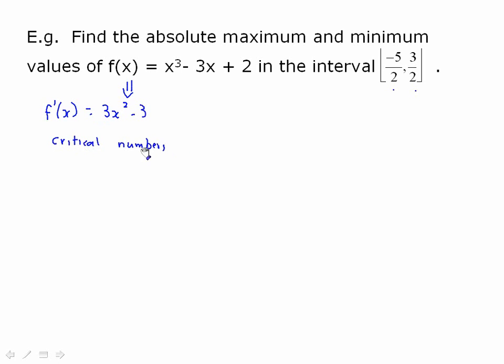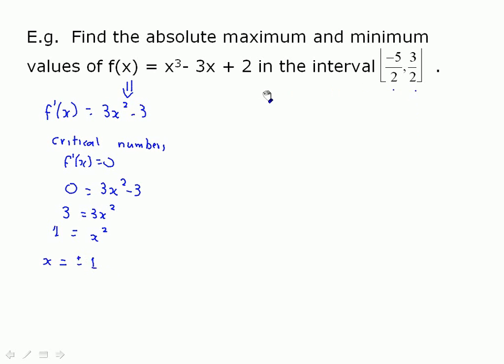Set this to 0. So 0 is equal to 3x squared minus 3. 3 comes over, divide by 3, so x squared is 1. So x is equal to plus or minus 1. So those are the two critical points.